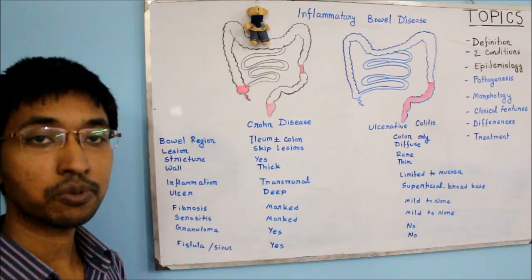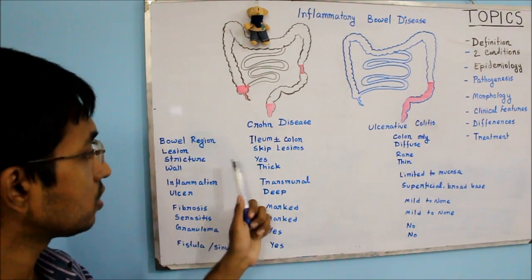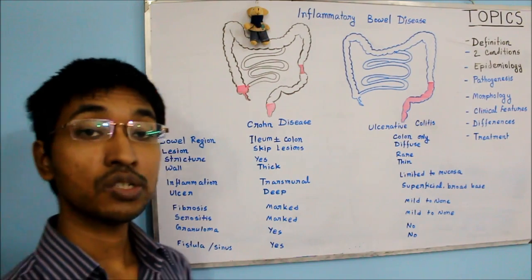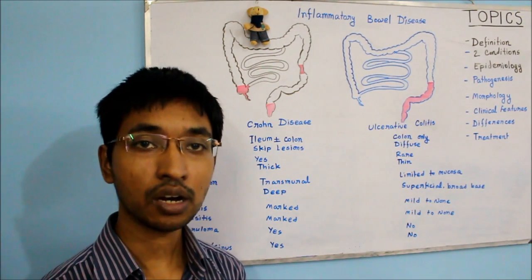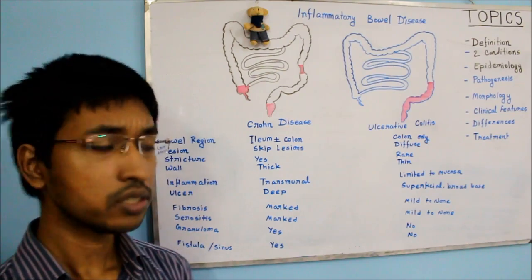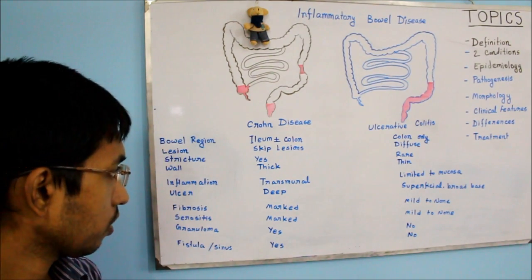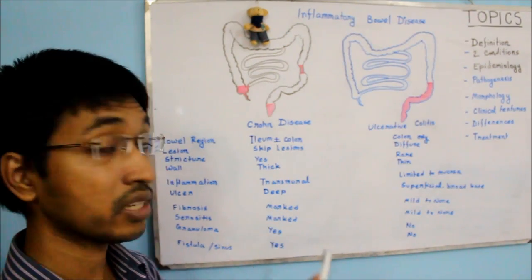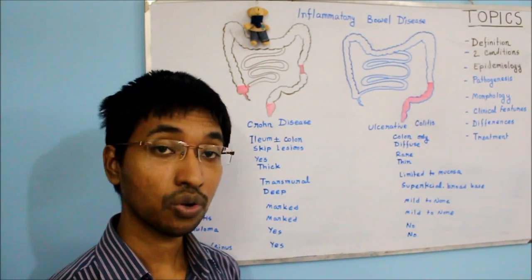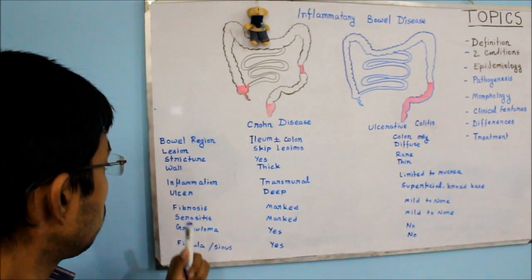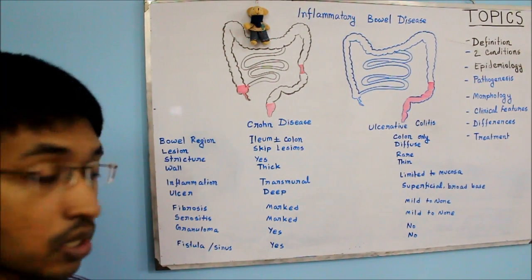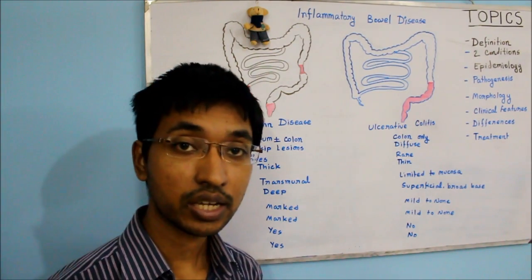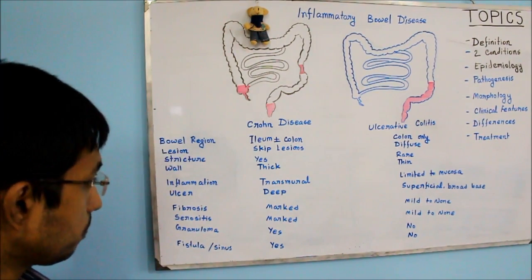Moving on to the type of lesion, we have seen skip lesions in Crohn's disease, whereas in ulcerative colitis the lesions are continuous and diffuse in nature. Stricture is present in Crohn's disease and that is rare in ulcerative colitis. The walls of the affected part are thickened in Crohn's disease and they are thin in case of ulcerative colitis.